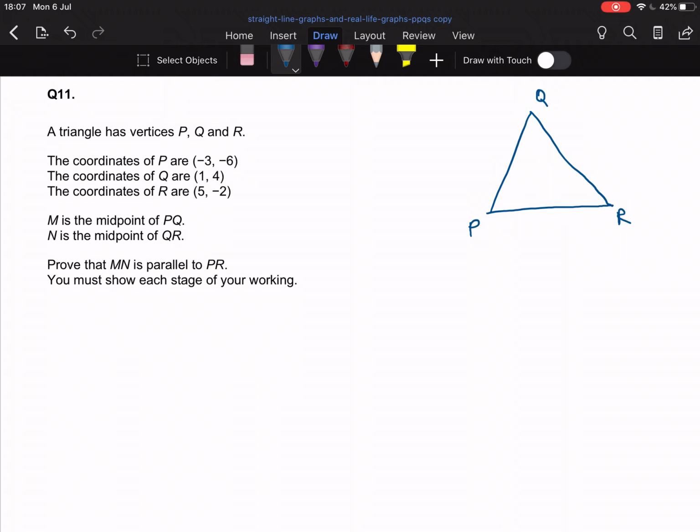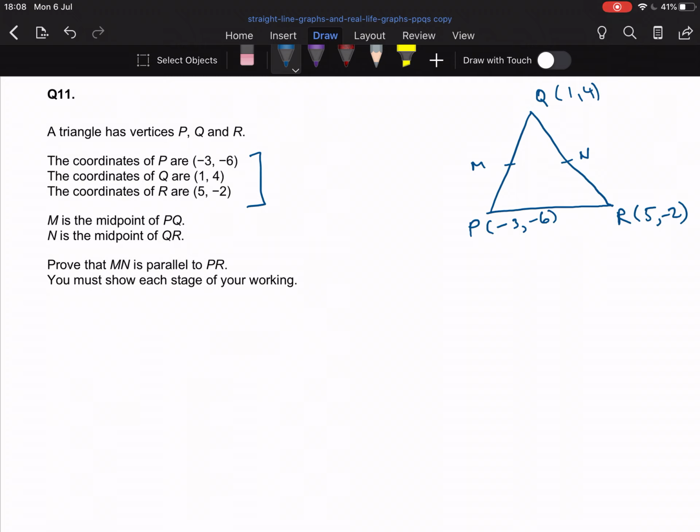Okay, so I'm going to annotate these. So P is -3, -6. For Q, I've got 1, 4. And for R, you've got 5, -2. So I've annotated the first bit here on my sketch. Now I've got that M is the midpoint of PQ, so I add that onto my diagram, and N is the midpoint of QR, and I add that on my diagram as well.